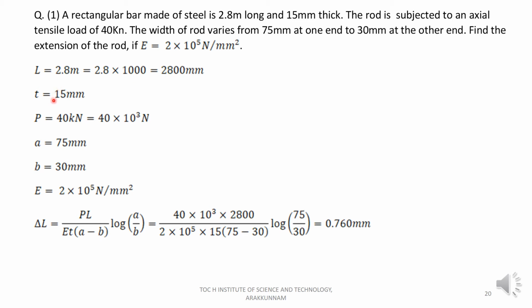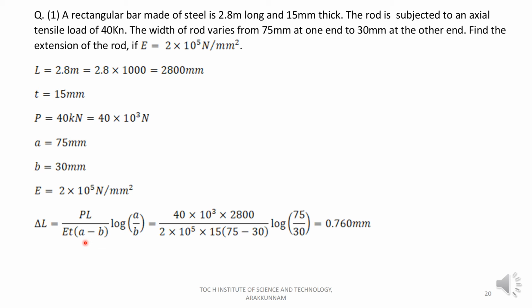and the thickness is given as 15 mm, and it is subjected to an axial tensile load of 40 kilonewton, that is P is equal to 40 kilonewton, that is 40 into 10 raised to 3 Newton. The width varies from 75 to 30 mm, as given in the question, that is A is equal to 75 mm and B is equal to 30 mm. Now, we have to find the value of delta L using the equation PL divided by ET into (A minus B) into log A divided by B.